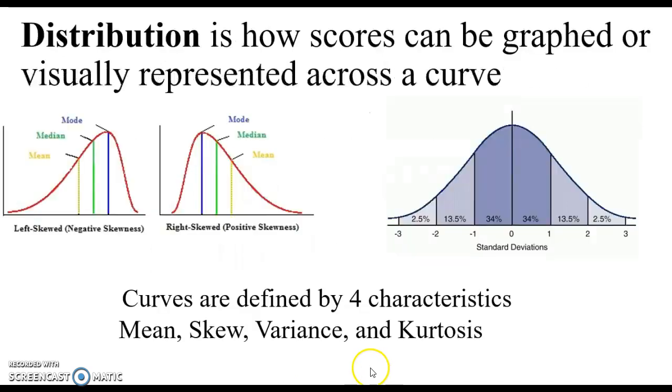So if we go back, you can see, just to review, your distribution is going to be defined by mean, skew, variance, and kurtosis.